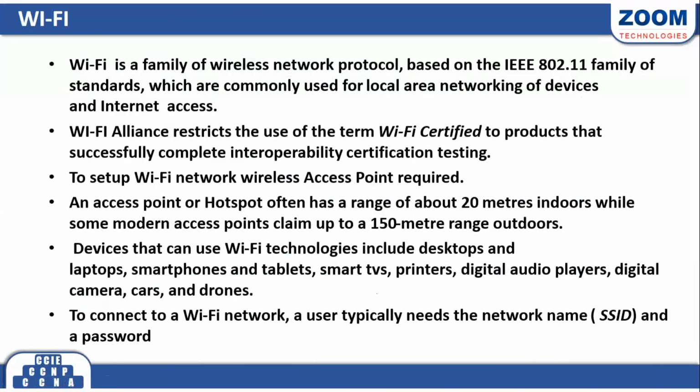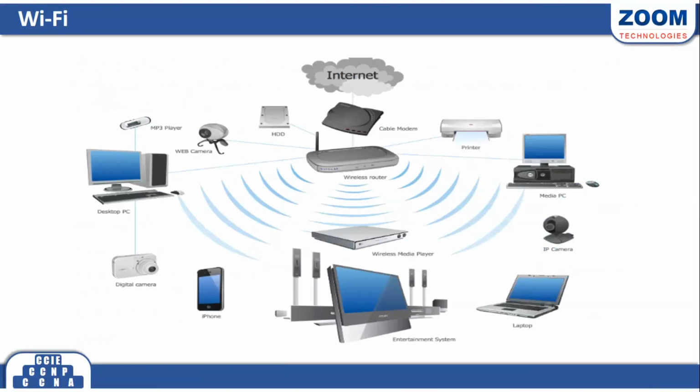What types of devices can we connect through Wi-Fi? Devices that can use Wi-Fi technology include desktops, laptops, microphones, smartphones, tablets, smart TVs, printers, digital audio players, digital cameras, cars and drones. If you check with IoT, there are many smart devices, and a lot of them can be connected with Wi-Fi.